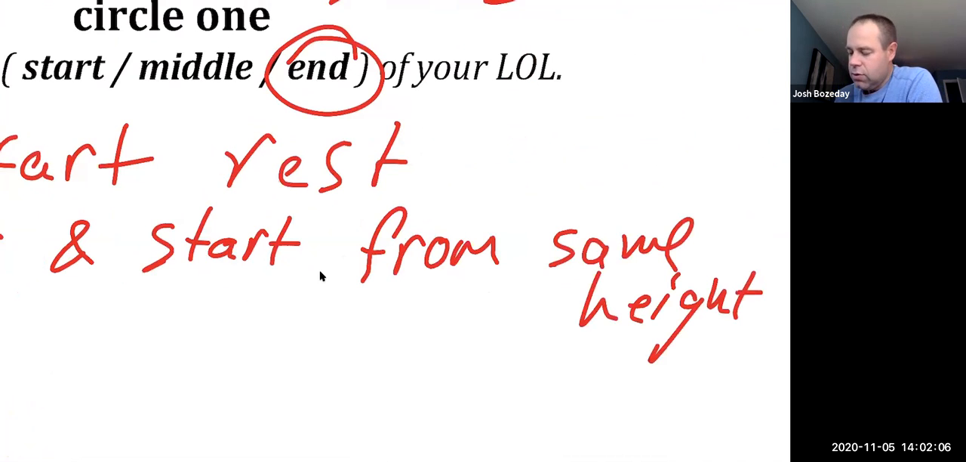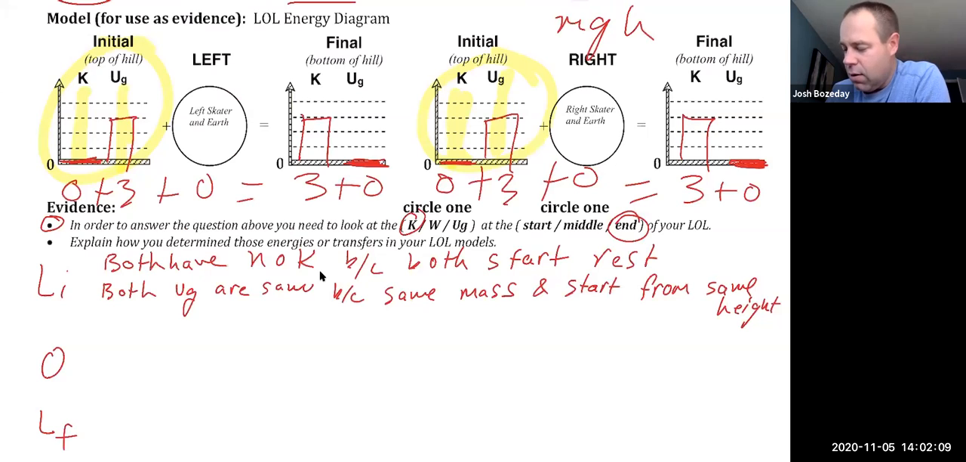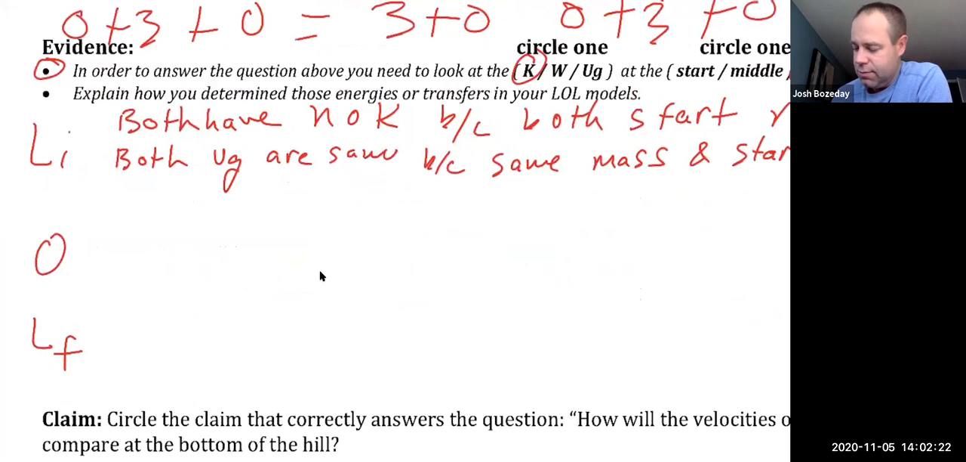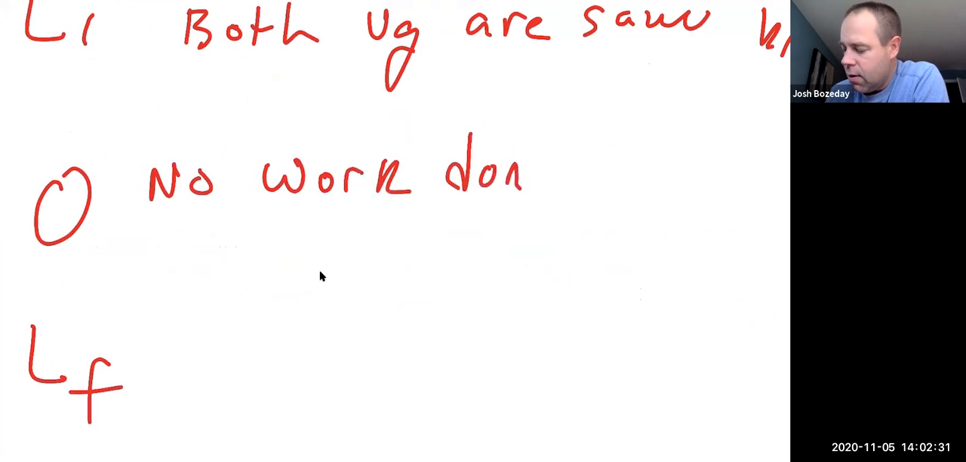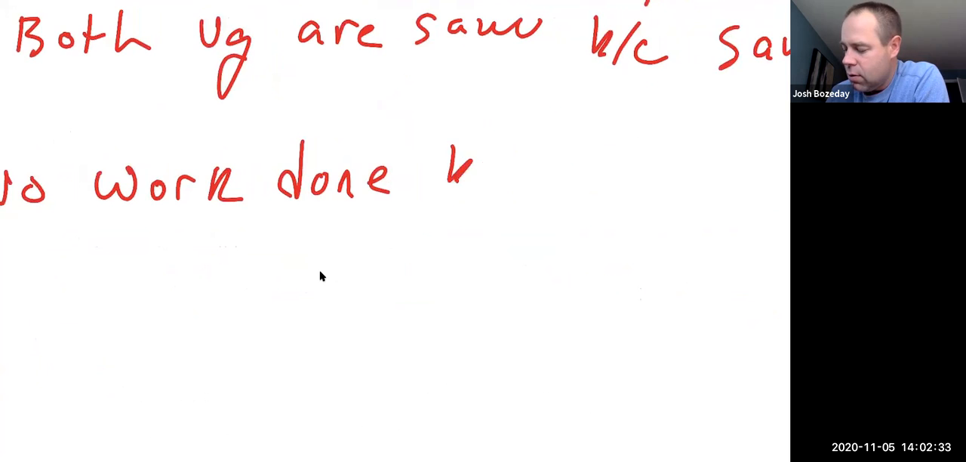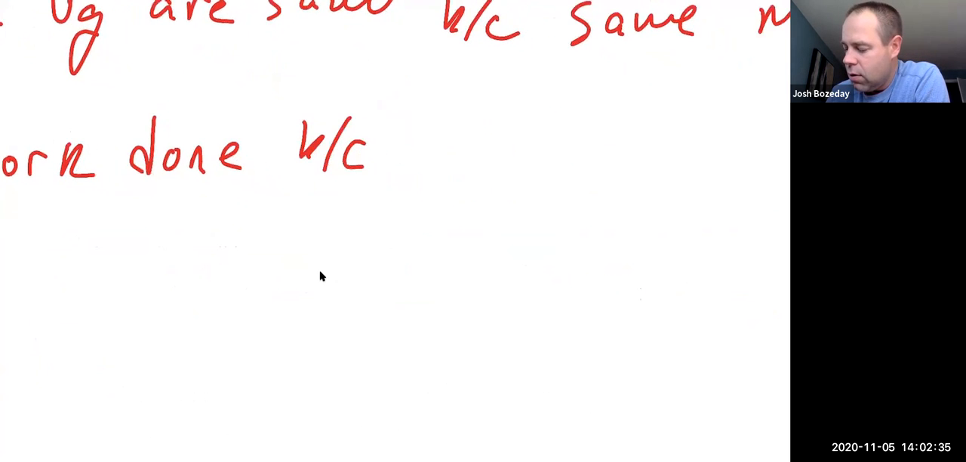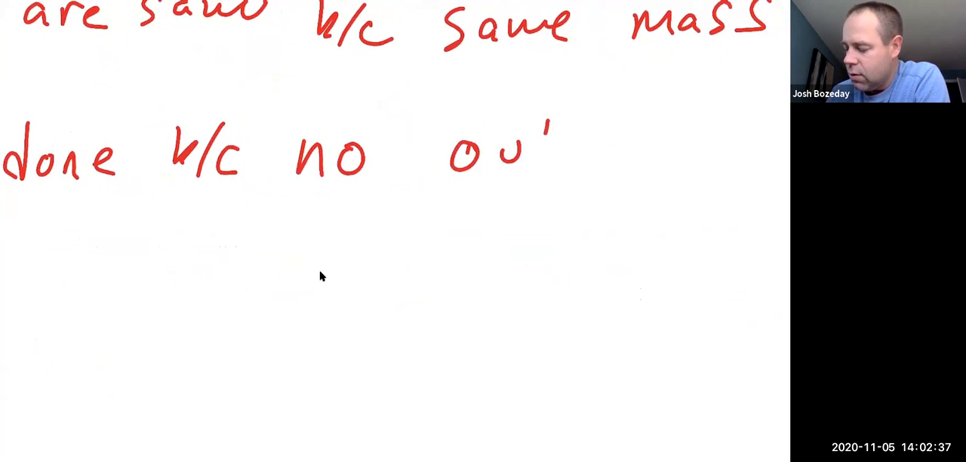Okay. So now we've completely compared the first L's. All right. Now let's compare the O's, right? So we want to talk about comparing this and this. So what we're going to say is there's no work done because there's no outside forces, right? There's no friction, no pushing, none of that. So there's no work done because there's no outside forces.